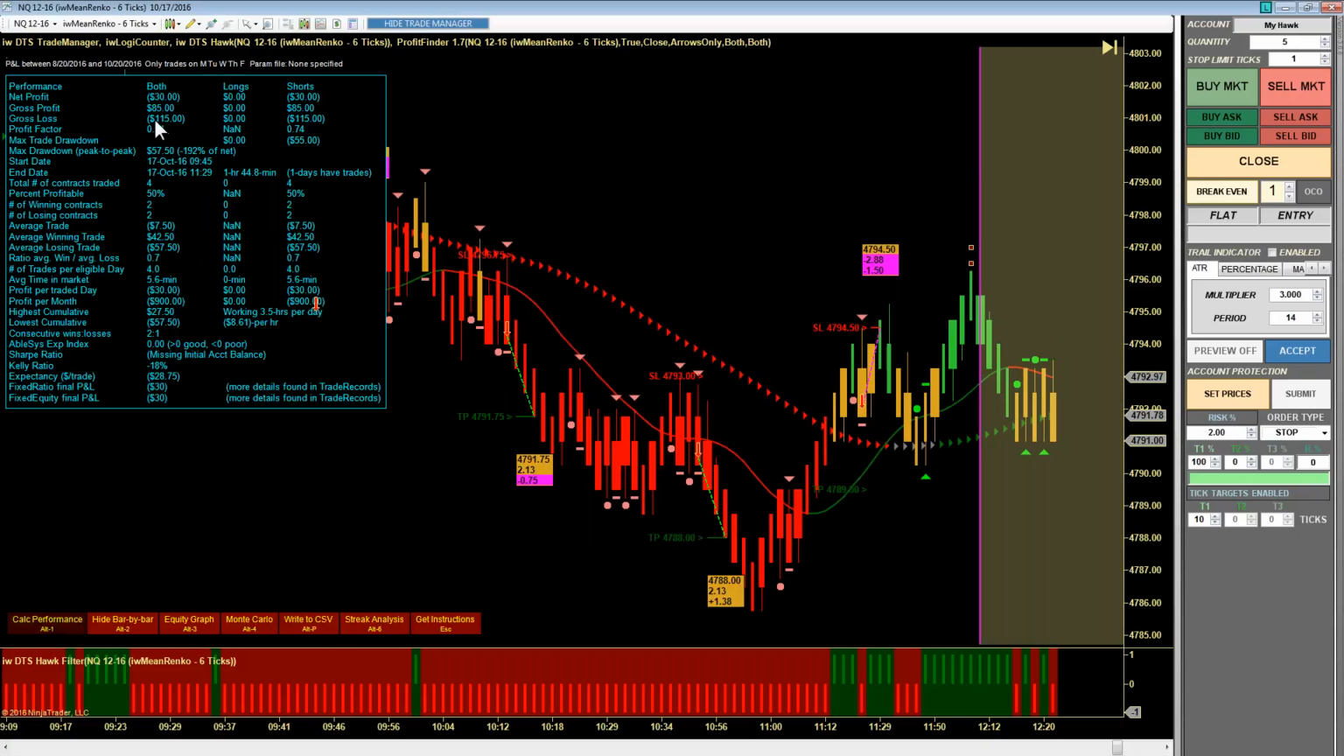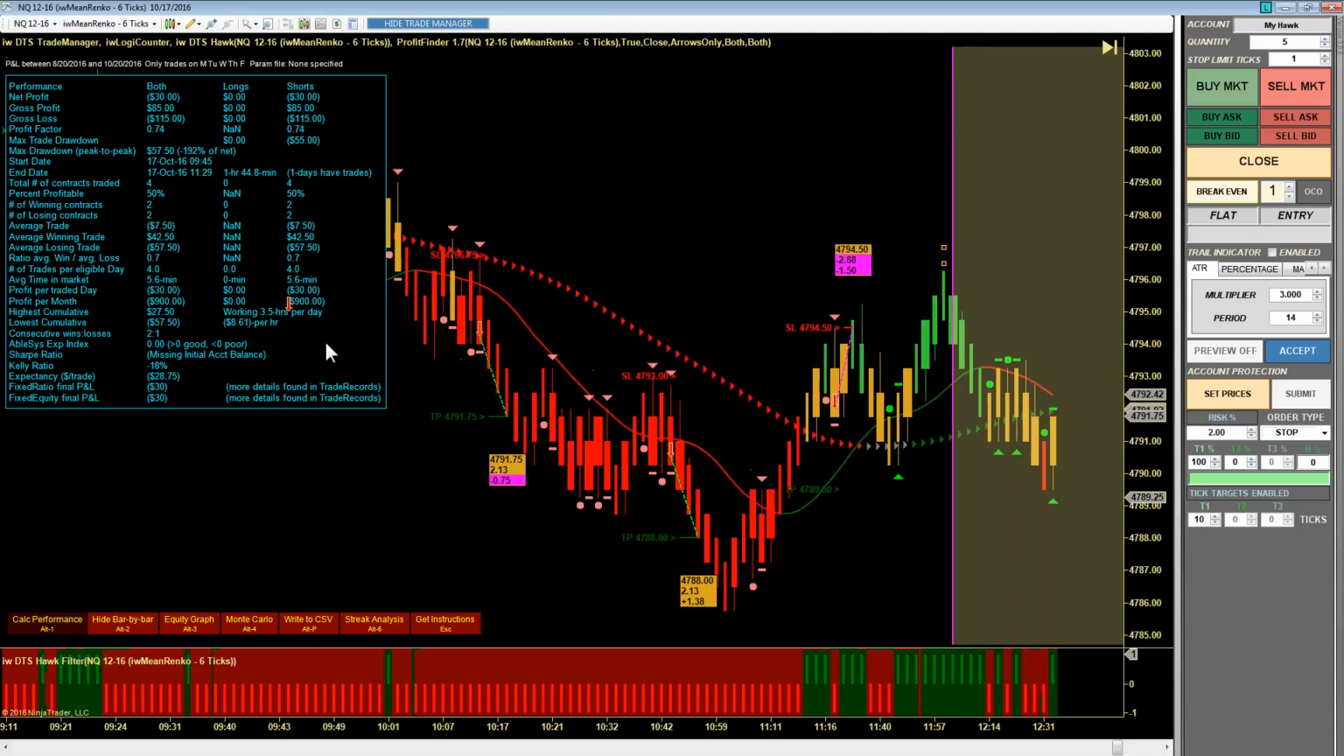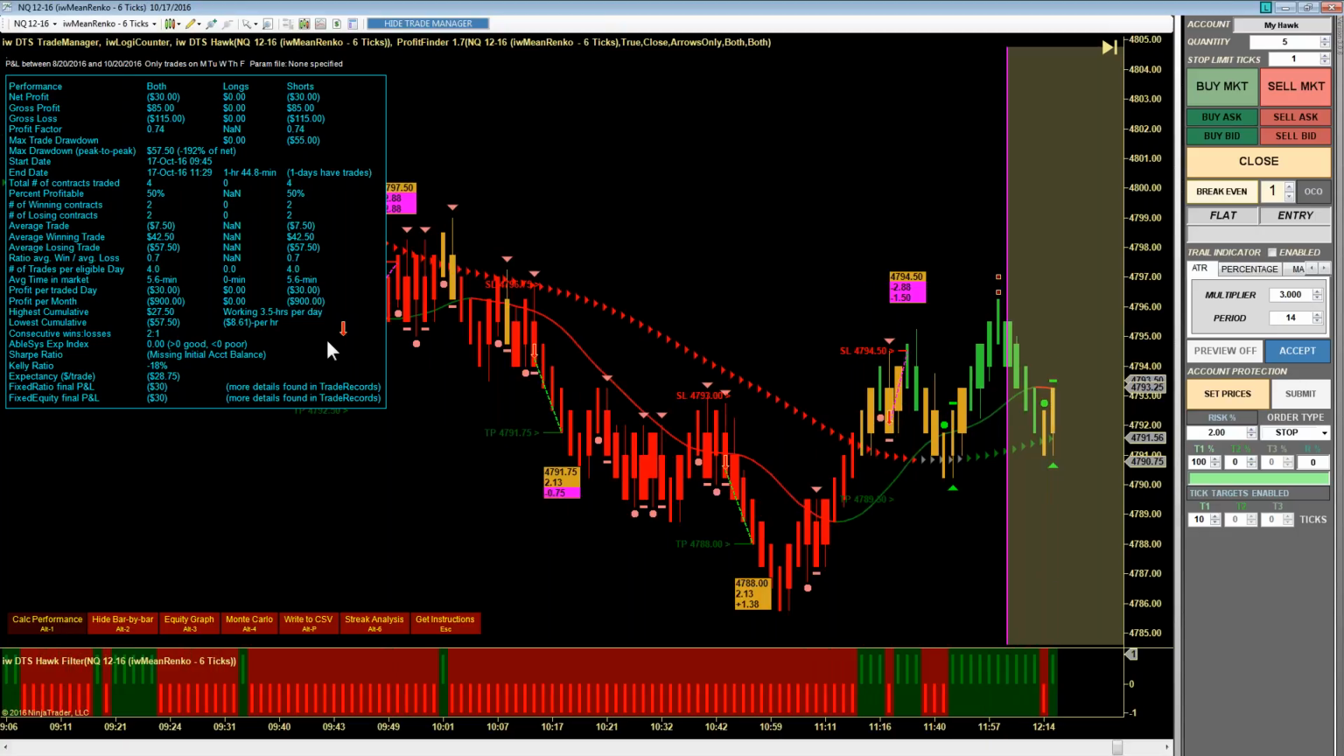Okay, so you calculate your performance, and what it does is it gives you a quick rundown of your trade. So right now I've got a negative profit, so I've lost $30 on those trades. My max drawdown, my percentage profitable, number of winning trades, number of losing trades, and so on and so forth. You get just a whole lot of information here. Okay, why is that useful?